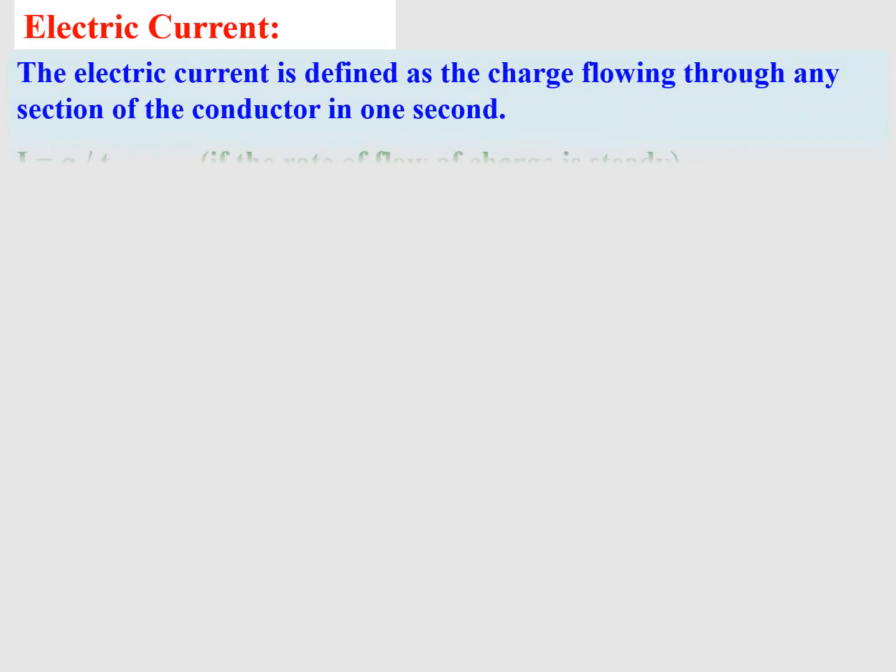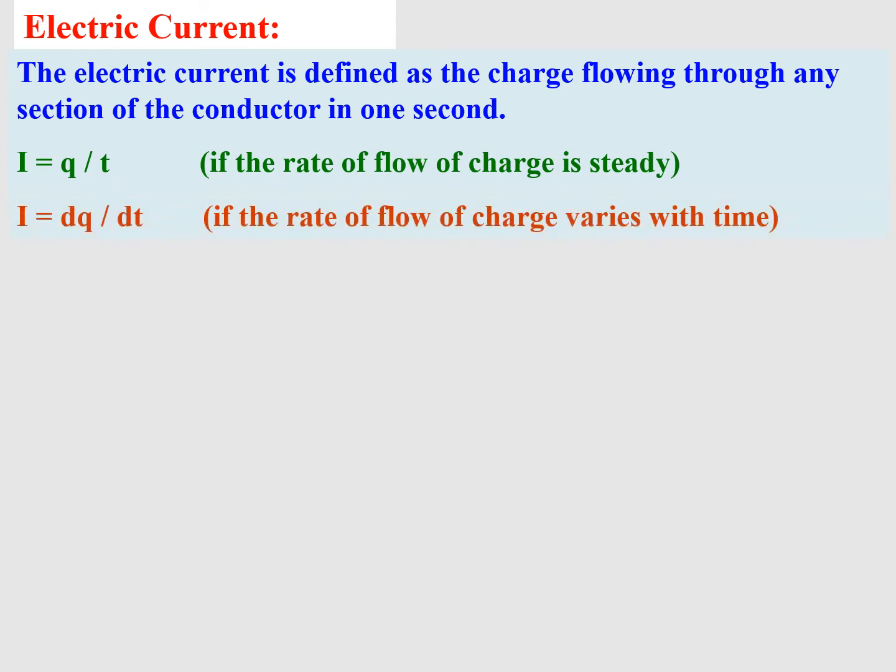Electric current. In the previous chapter, chapter number 11, we discussed the behavior of charges at rest. We discussed electrostatics. Electrostatics means charges at rest. We discussed the force of interaction between charges and the electric field of charges. In short, we discussed stationary charges in electrostatics. But in this chapter, current electricity, we will discuss moving charges, the behavior of moving charges.